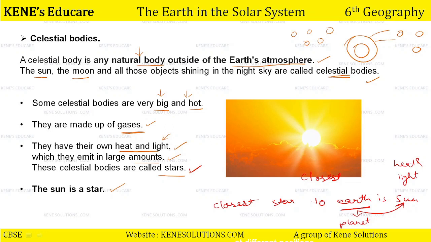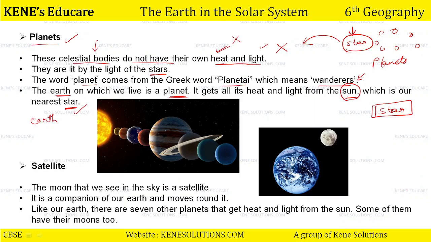Okay, we get our heat and light from sun because we are a planet and we need heat and light, so we take heat and light from a star, and the nearest star to us, to earth, is sun. I hope this concept is clear. We'll talk about it once again after a while. Okay, coming on to the next topic, which is satellite. Satellite. The moon that we see in the sky is a satellite. It is a companion of our earth and moves around it. Like our earth, there are seven other planets that get heat and light from the sun. Some of them have their moons too.